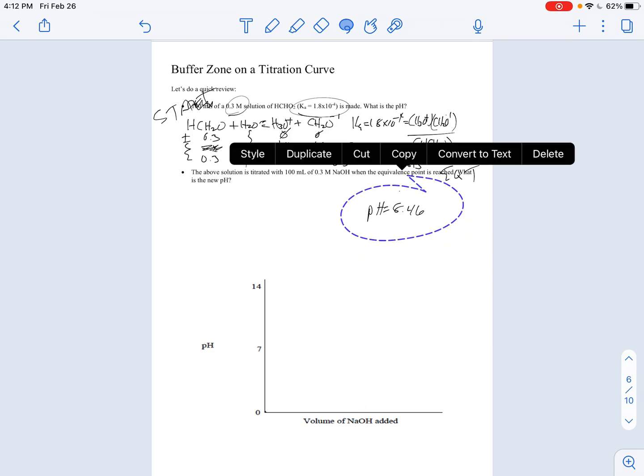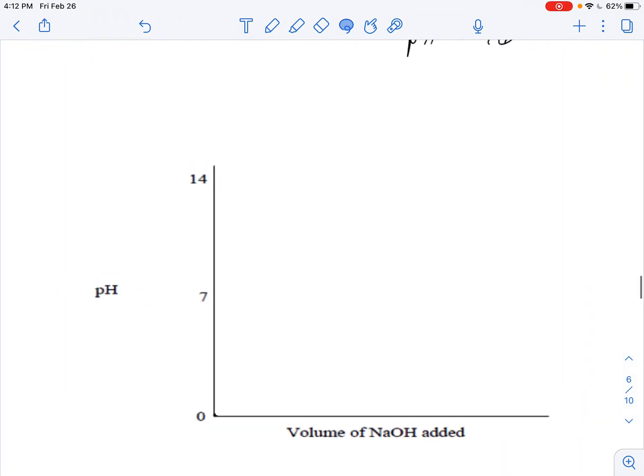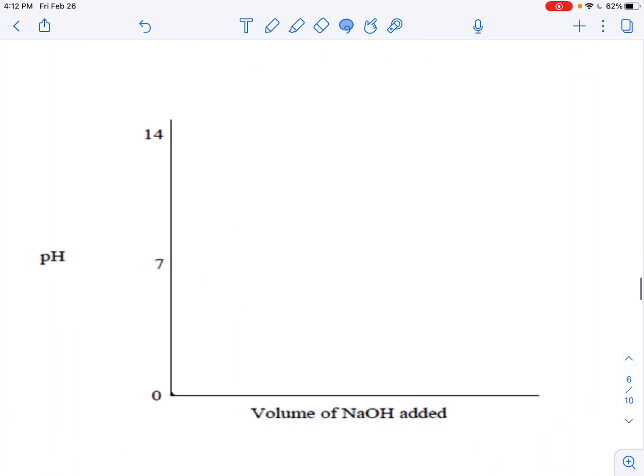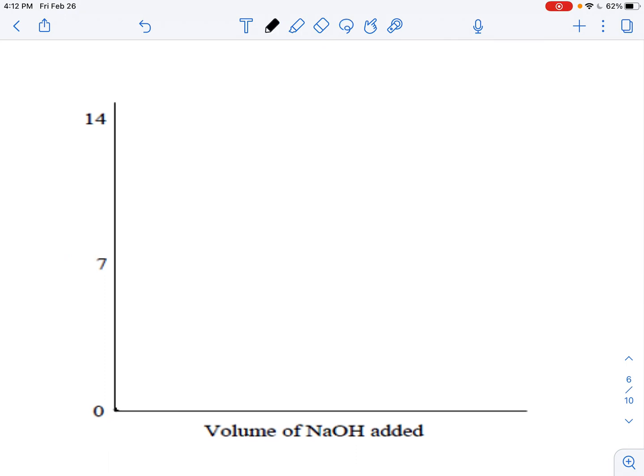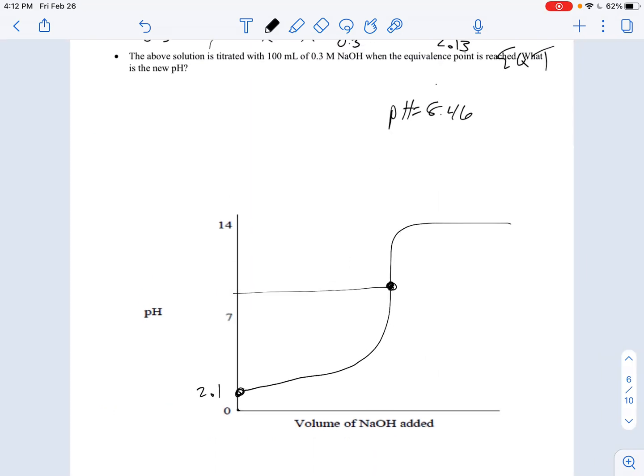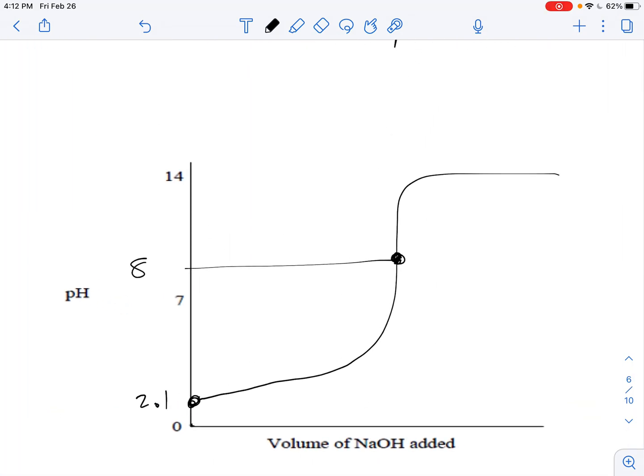graph here, and I were to draw this out, I was starting at 2.13. So my starting pH is down here at about 2.1. That's before any titration occurs at all. And then if I were to titrate it, I'm going to go up and up and up and over. And I apparently just calculated that my equivalence point here, if I went over there, was at about an 8.46. So we'll call it 8.5.